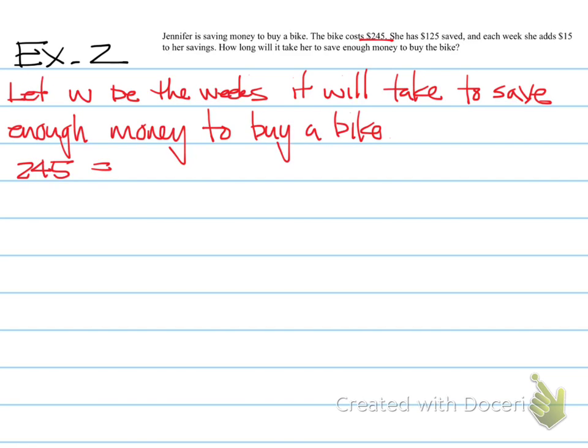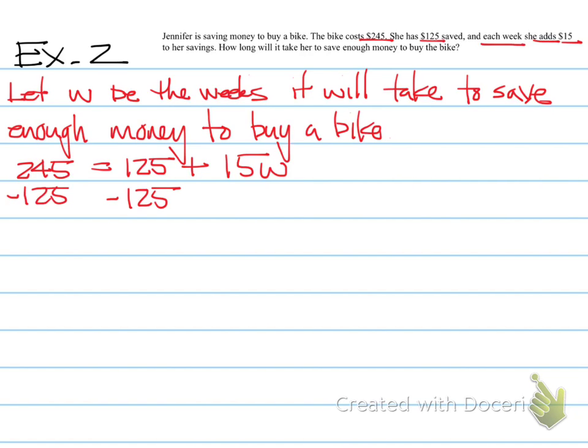So it says that the bike costs $245. All right, so she already has $125 saved. So we start off with $125, and then every week she adds 15. So 15 times the number of weeks. And we're letting W be the number of weeks.